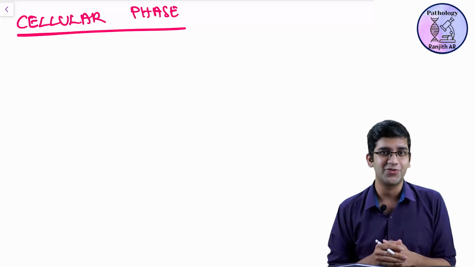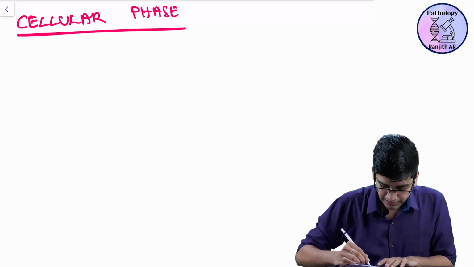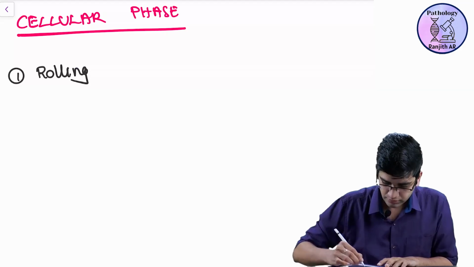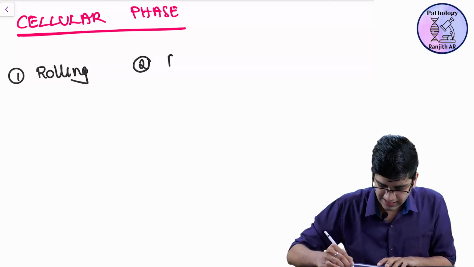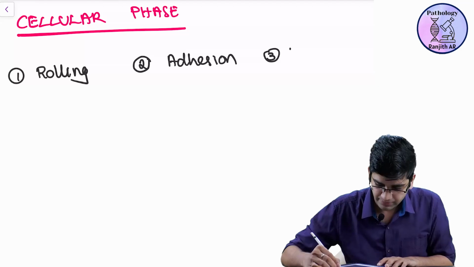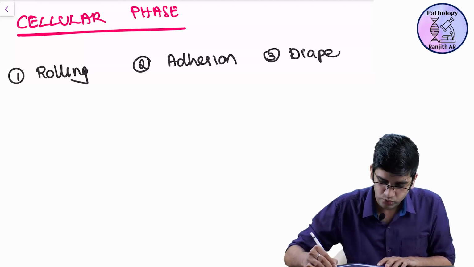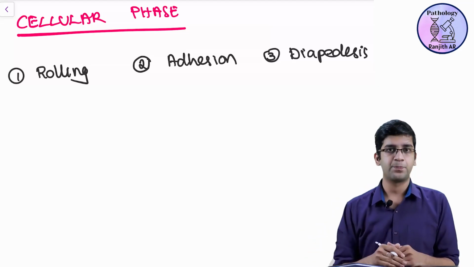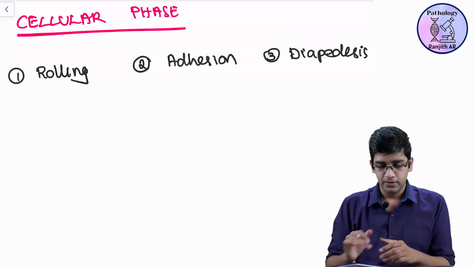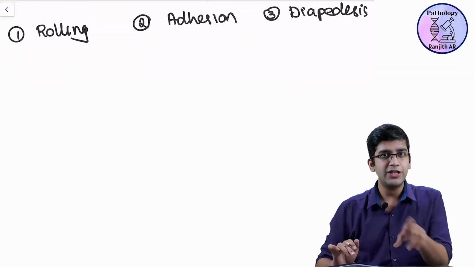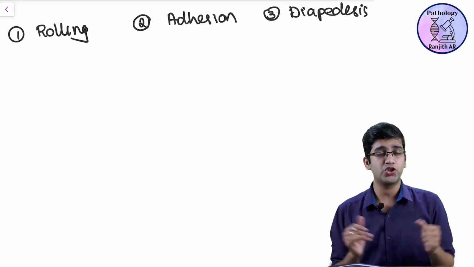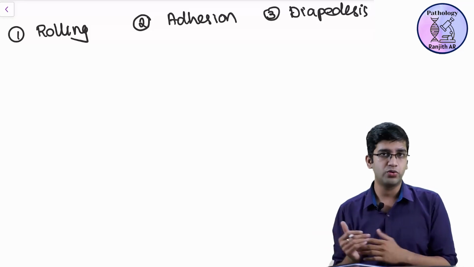And we'll go to the cellular phase of inflammation. So the first step, I'm just going to write the steps here. The first step is rolling. The second step is adhesion. The third step is diapedesis. Right? We have rolling, we have adhesion, and we have diapedesis. Fine? Those are the three steps of the cellular phase of inflammation. So first we'll look at it. I'll show you two videos. Once that is done, you'll have a basic concept of what is rolling and adhesion. Then we'll move to the theory part. Fine?